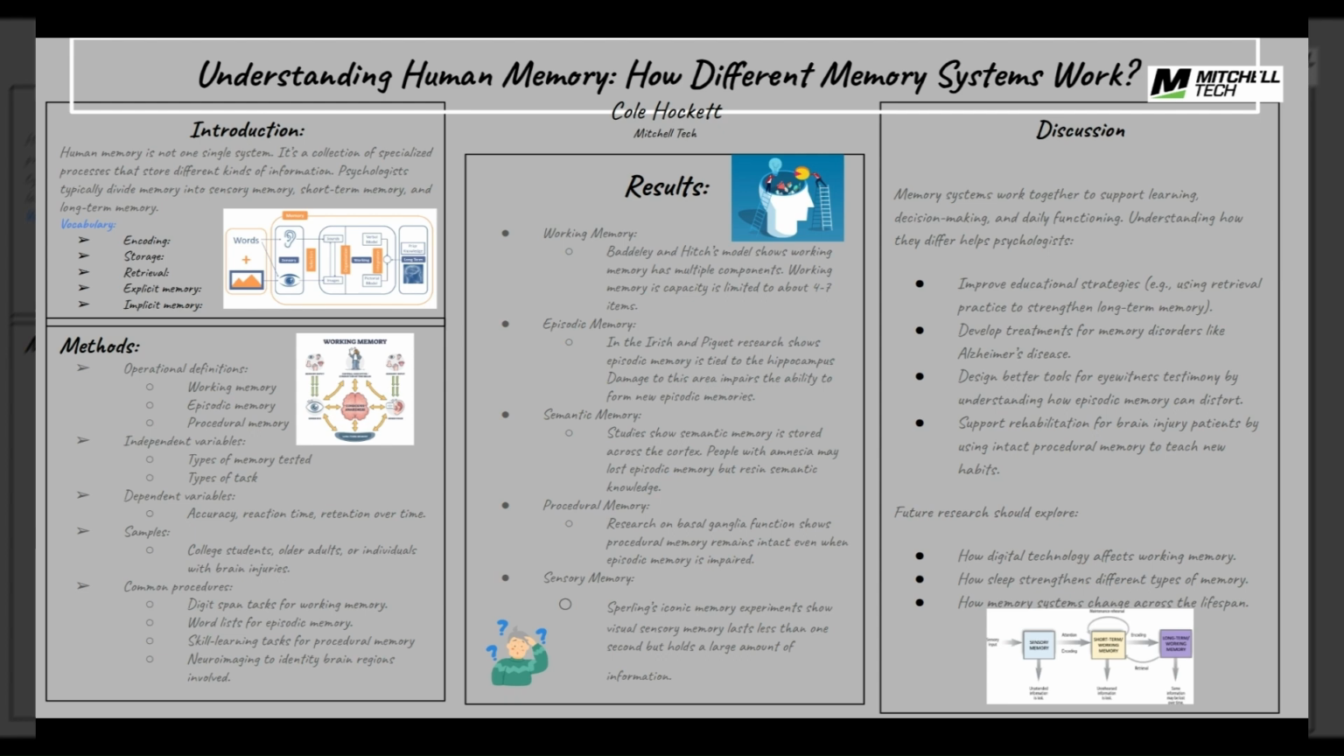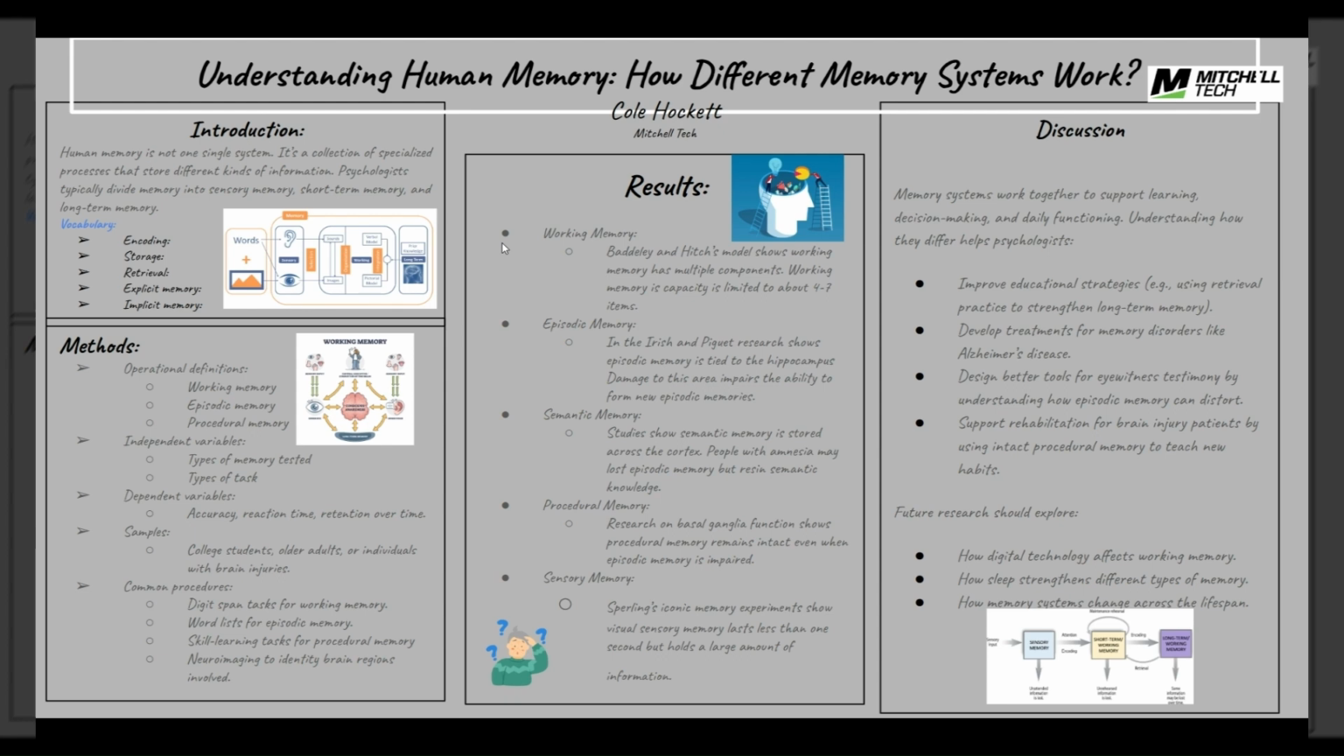And then we're going to dive into results. So, working memory: Baddeley and Hitch's model shows working memory has multiple components. Working memory's capacity is limited to about 4 to 7 items. That's this right here. This is their model.